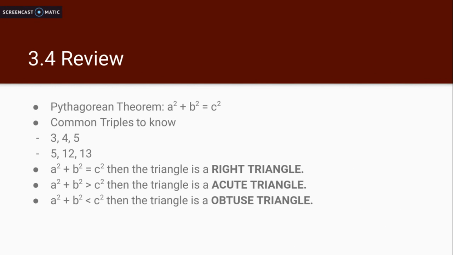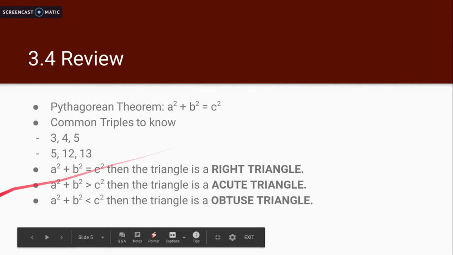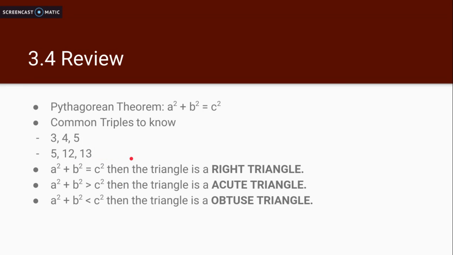3.4 review. Pythagorean theorem is a squared plus b squared equals c squared. And some common triples to know, which are things that always will work for Pythagorean theorem: 3, 4, 5, and 5, 12, 13. Basically, if you see two lengths that are 3 and 4, you know that the next one is 5. Well, you won't have to know it, but it will save you some work. If you don't recognize that, that's okay. You can still plug in. It's the same thing for this one, and there's even some other ones. I think 5, 17, and 18?